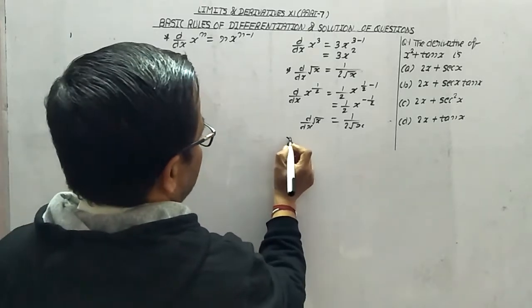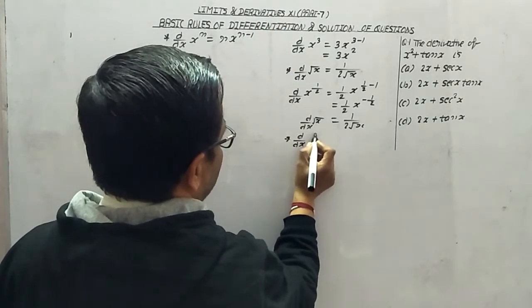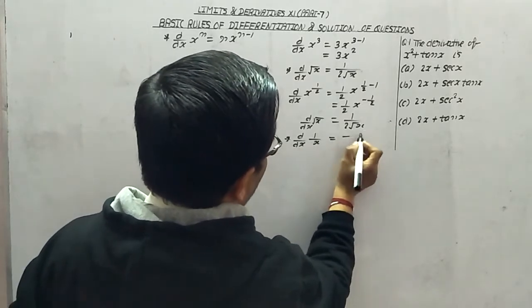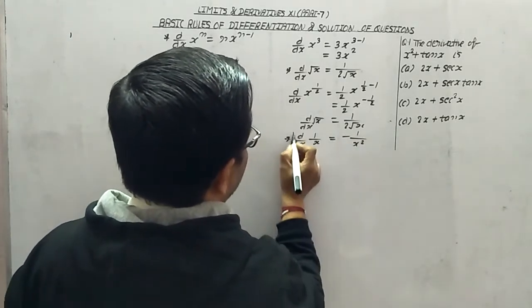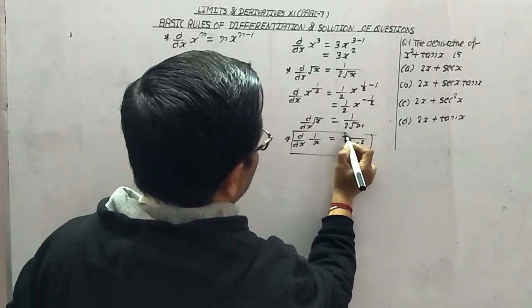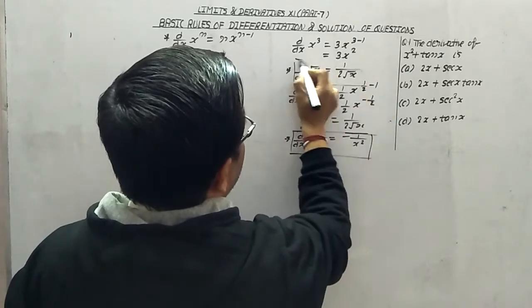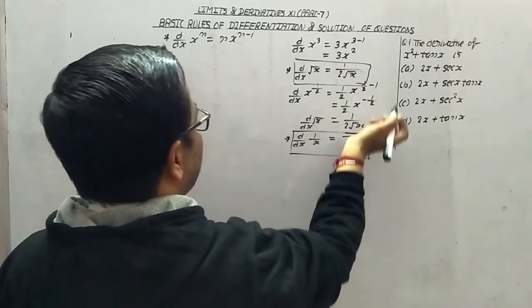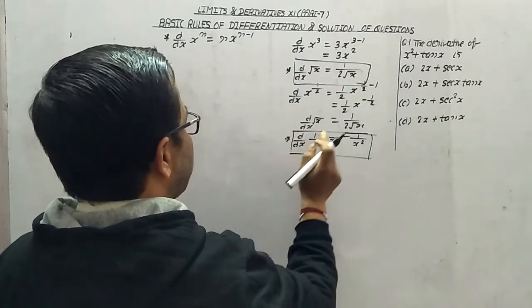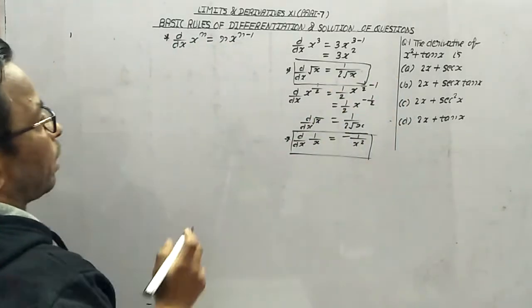In the same way, from this rule only, there is another very important rule: d by dx of 1 upon x is always equal to minus 1 upon x square. So wherever we have to use these two rules, we can use them directly. One is d by dx of root x is equal to 1 upon 2 root x, and d by dx of 1 upon x is equal to minus 1 upon x square.